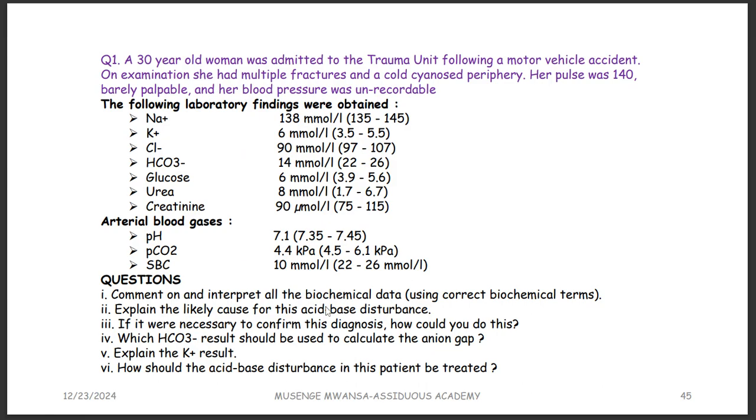So any possible cause of metabolic acidosis? Anyone?